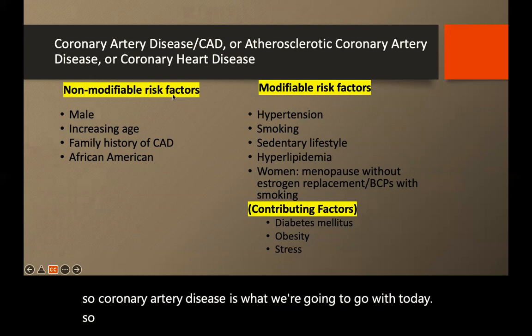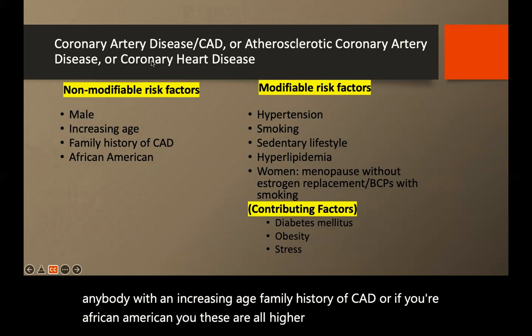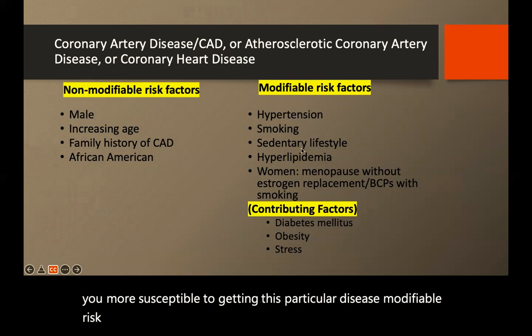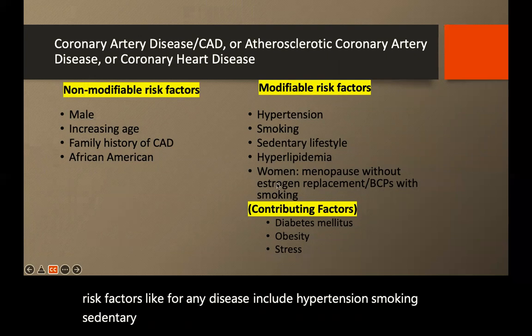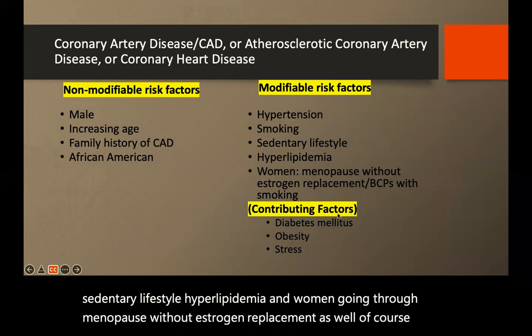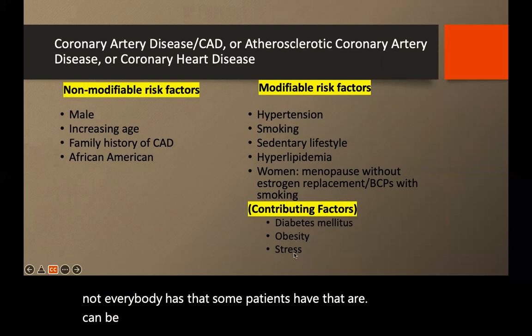So the non-modifiable risk factors, obviously, males are higher risk. Anybody with an increasing age, family history of CAD, or if you're African American, these are all higher risk factors that will make you more susceptible to getting this particular disease. Modifiable risk factors, like for any disease, include hypertension, smoking, sedentary lifestyle, hyperlipidemia, and women going through menopause without estrogen replacement, as well, of course, if they smoke. Contributing factors that some patients have, that can be modifiable or not, include obesity, stress, and diabetes mellitus.